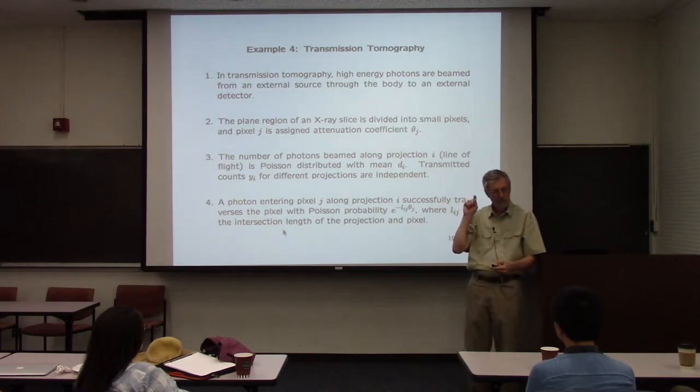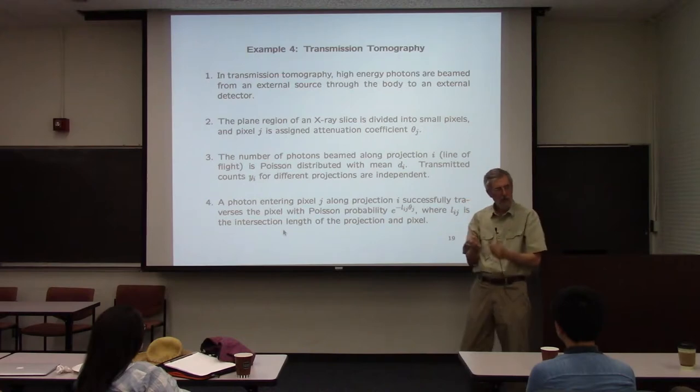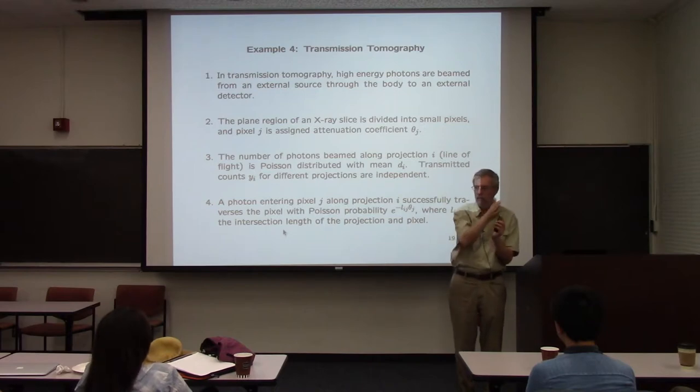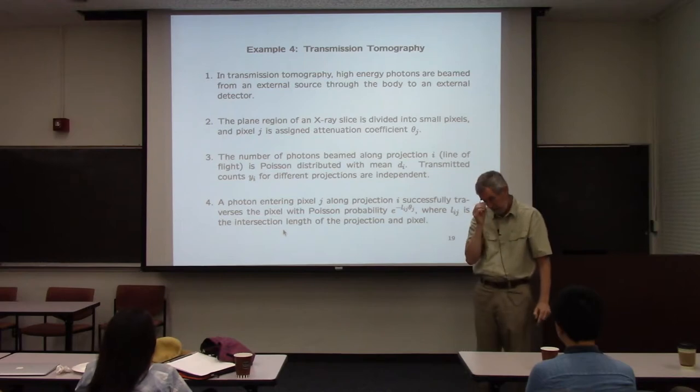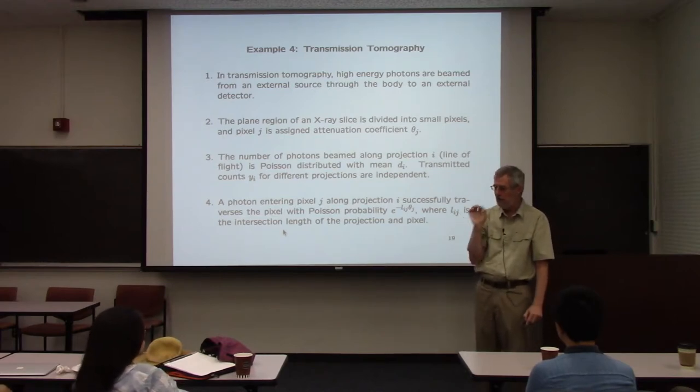So you want to estimate across a large pixelated landscape all these attenuation coefficients. And you're beaming the X-ray. It's a point source. On the other side is a detector. But in fact, when the data is gathered, it's a whole bank of detectors collecting over many different angles. So these lines of flight from source to detector are called projection lines.